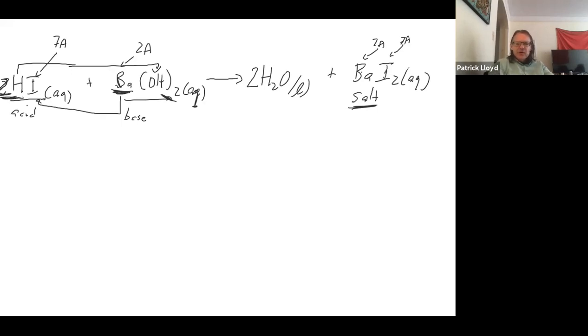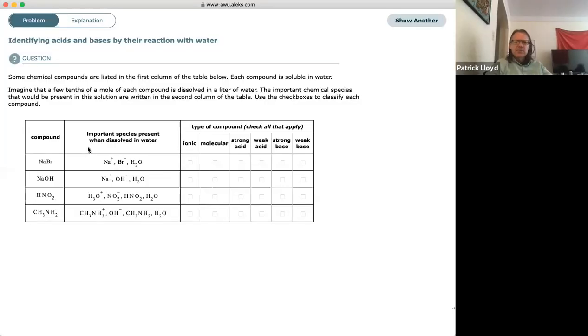The next thing we want to look at is getting back into thinking about what we get when we put acids and bases into water. Let me show you this next example. It's a big table of stuff you have to put in here. Let's take a look at this one. It says identifying acids and bases by their reaction with water.